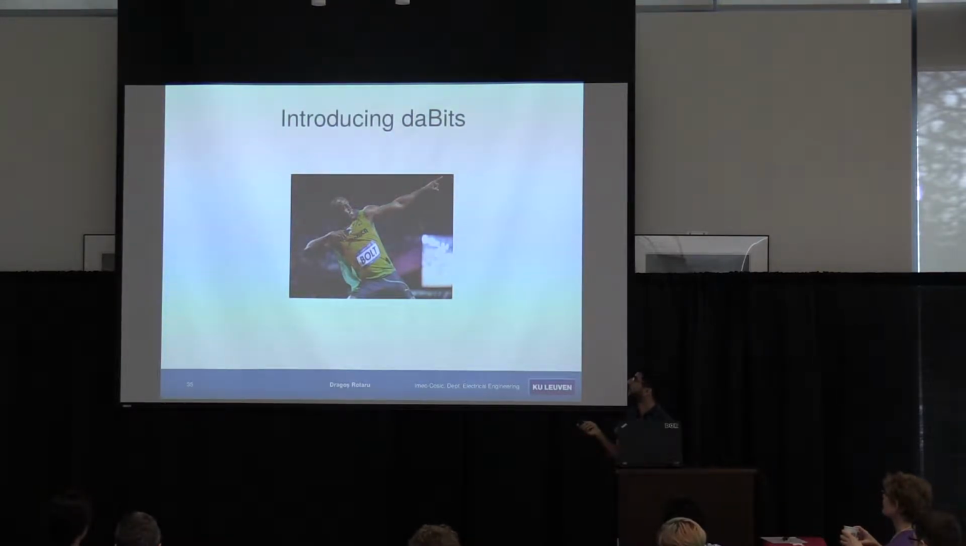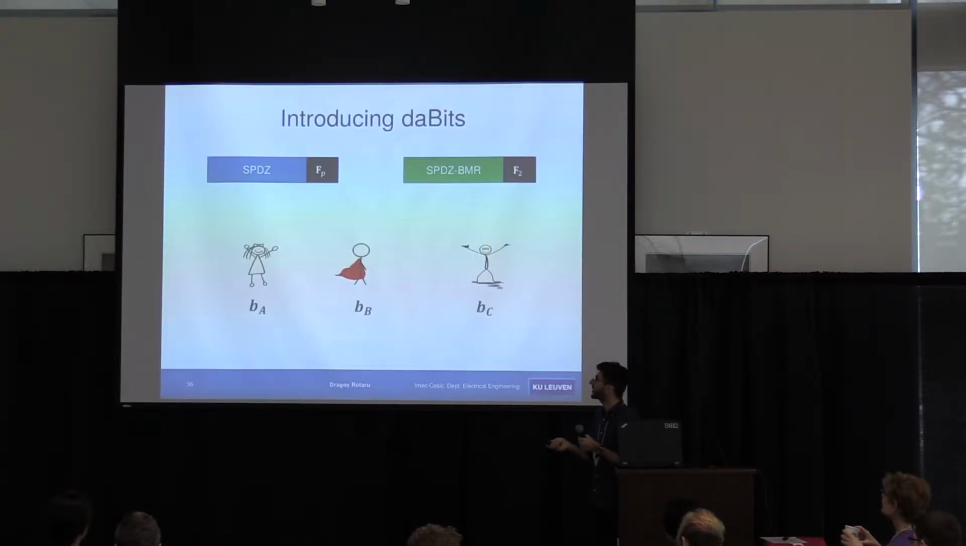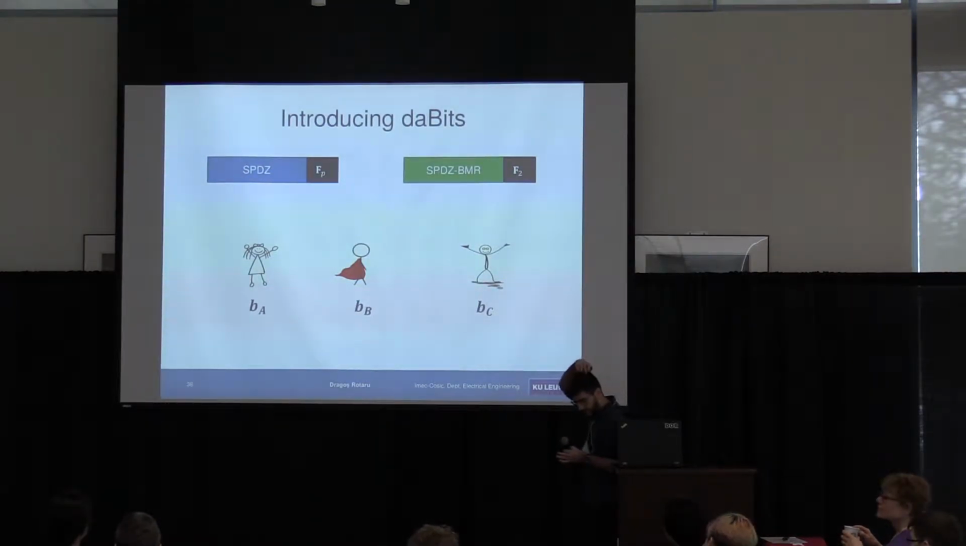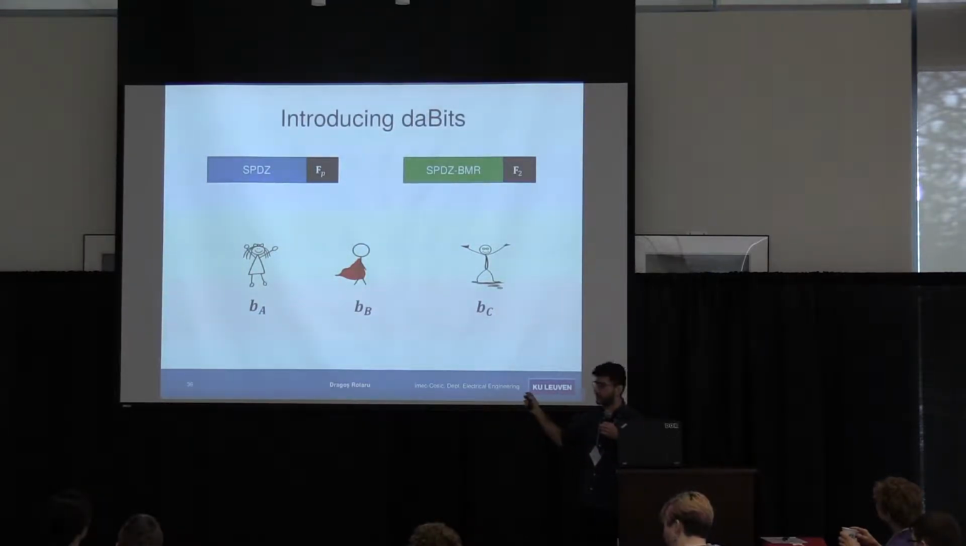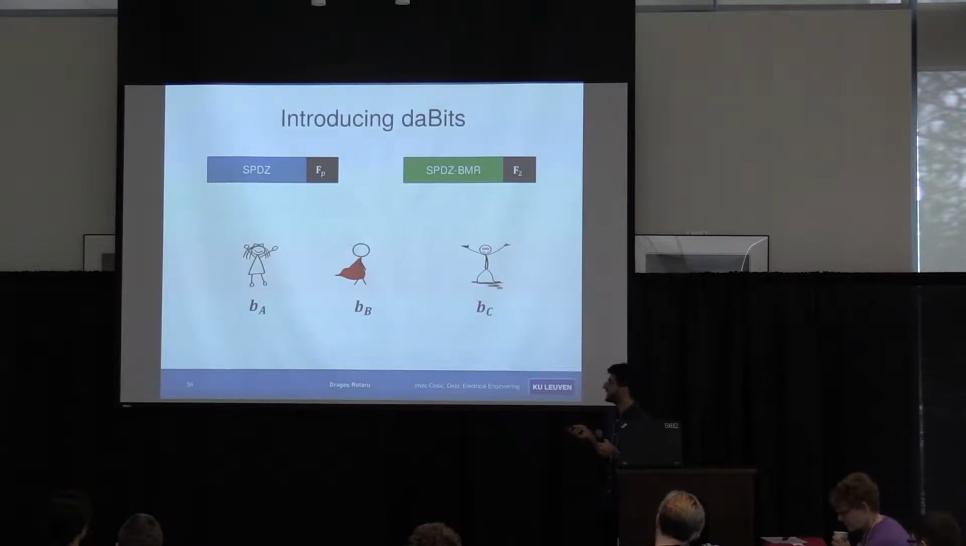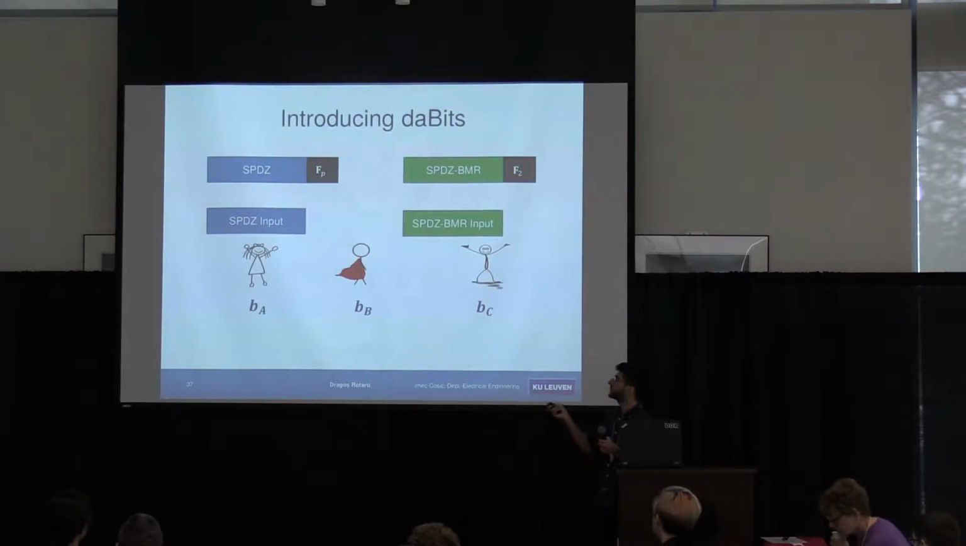So what is this daBit construction? How do you construct these random masks that live in both worlds? Well, let's start with each party having some random bits, bA, bB, and bC. So each has its own random bits. And what each party does now is input those random bits to the MPC engine.